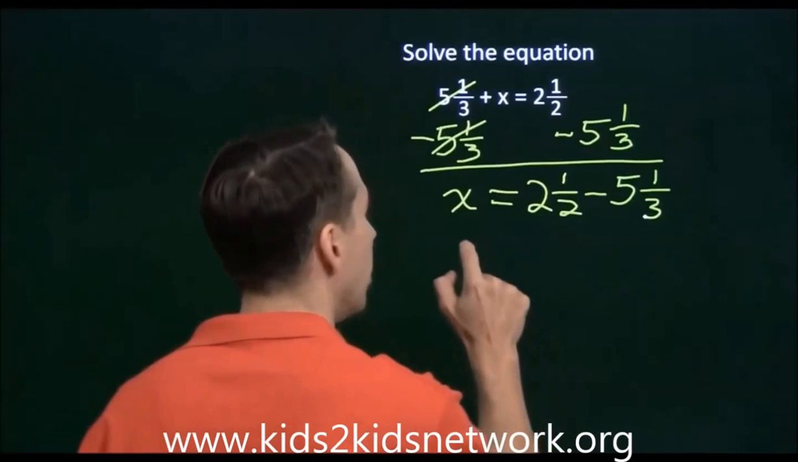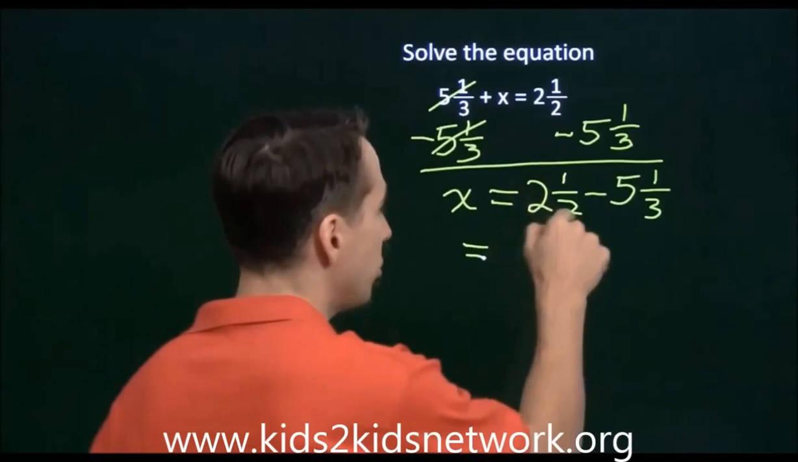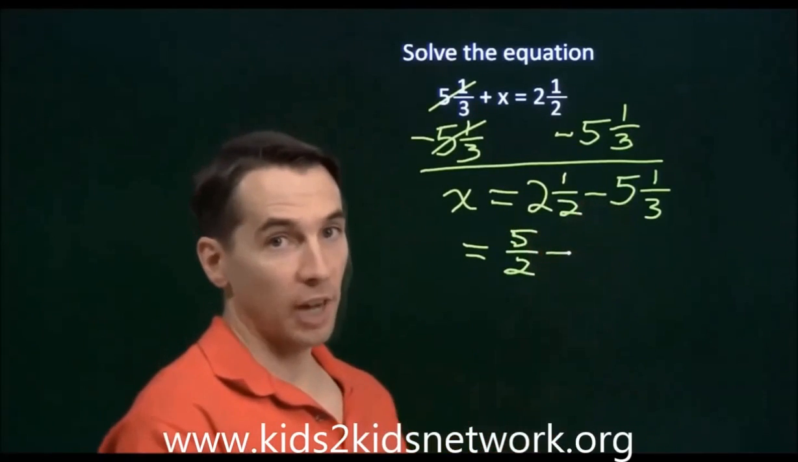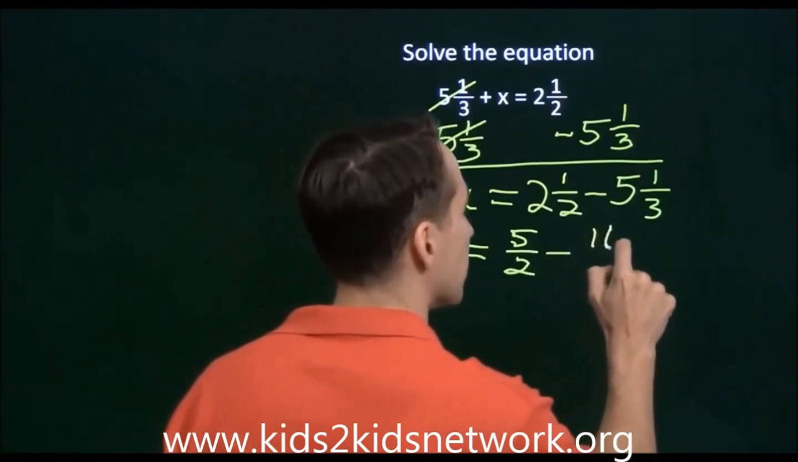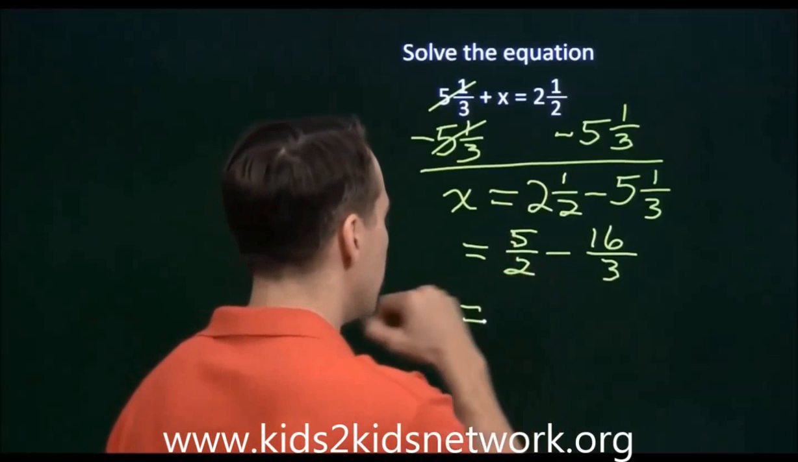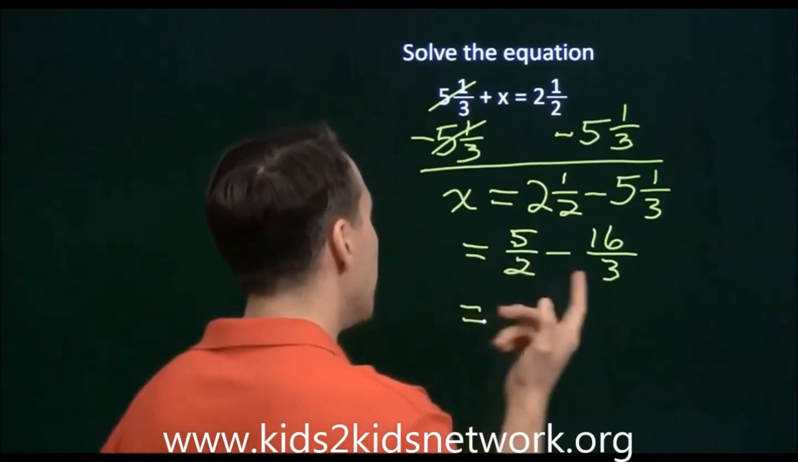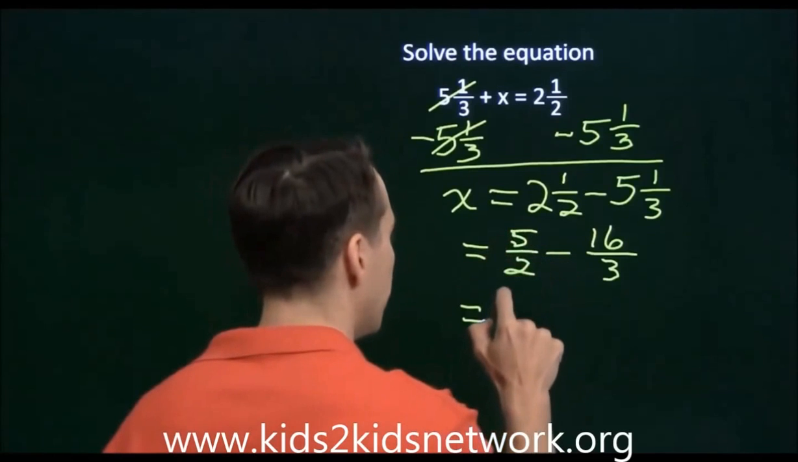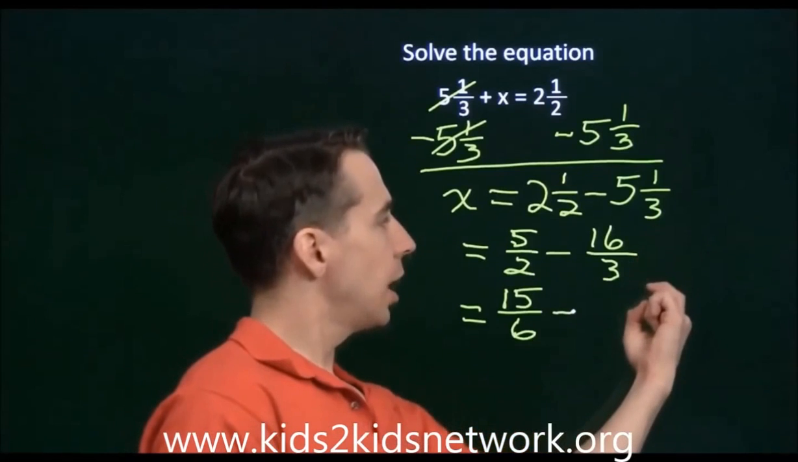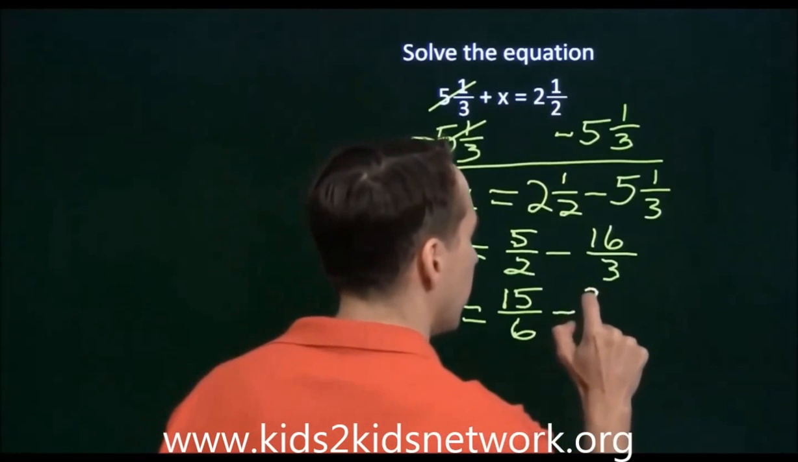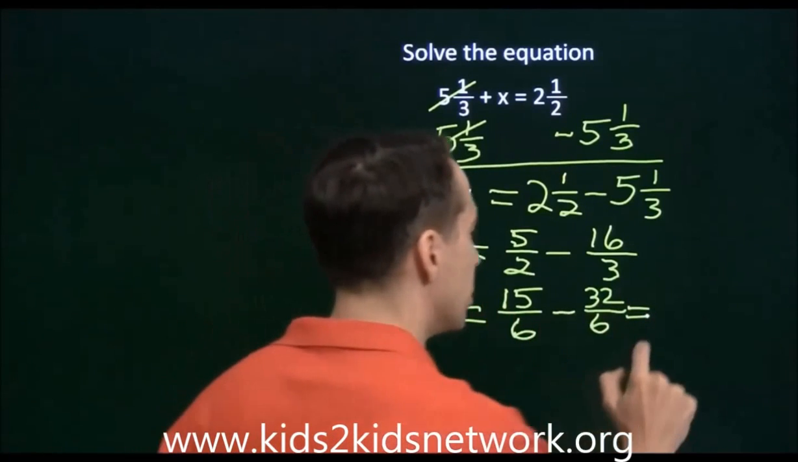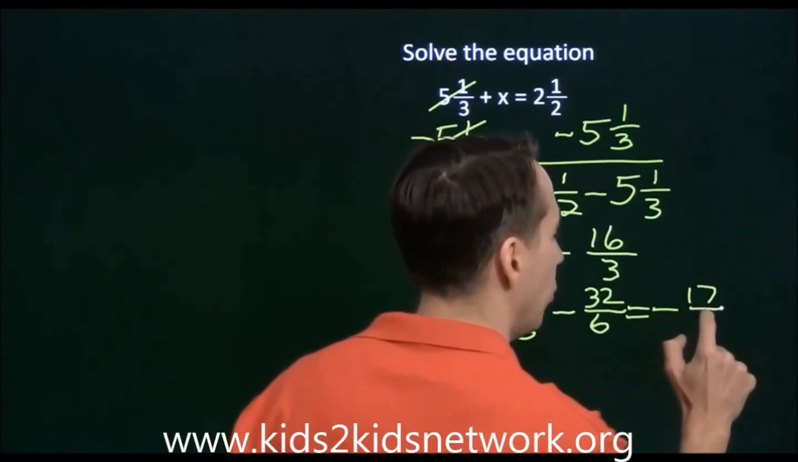We can do the subtraction here. We turn the mixed numbers into fractions. 2 1/2 is 5 halves. And the 5 1/3, 5 times 3 is 15, plus the 1, that gives us 16 thirds there. And now we're going to need a common denominator. Let's see, 5, 2, and 3, common denominator is 6, so we'll multiply the top and the bottom here by 3. This is 15 sixths. Here we multiply the top and the bottom by 2. We get 32 over 6. And then we subtract. 15 minus 32 is negative 17 over 6.